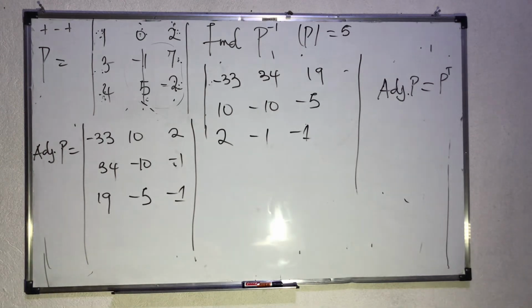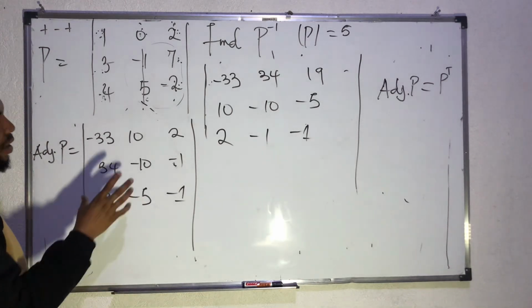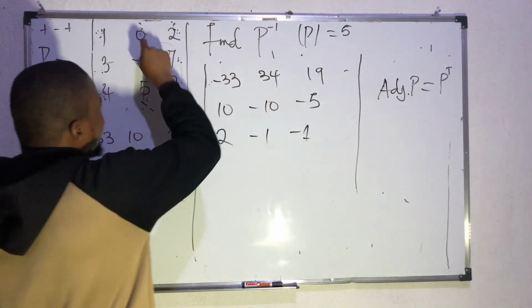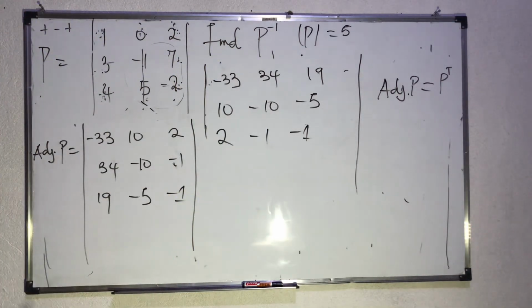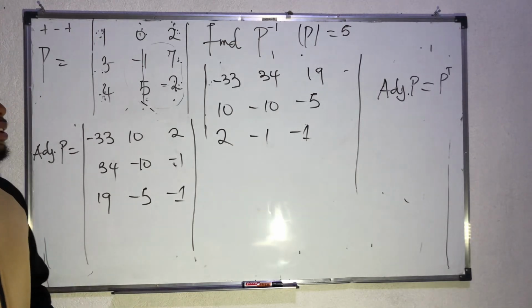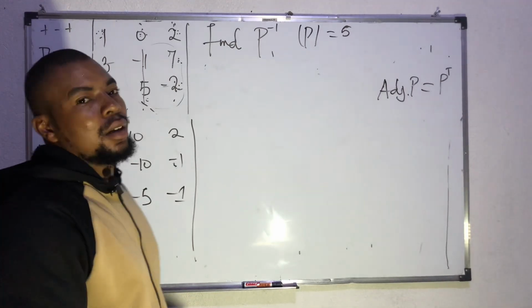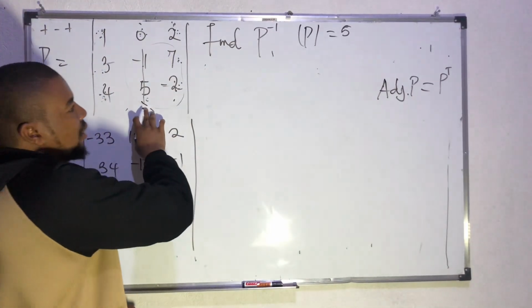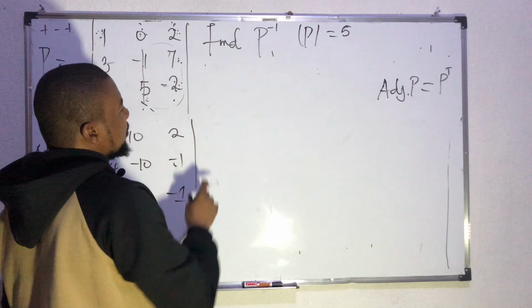And finally, to find the inverse, we're going to divide this adjoint by the determinant of this matrix. And boom, we have our inverse. It's as simple as that. It only takes time, but trust me, you will definitely get there. To obtain the inverse of this matrix, we are going to use this formula.